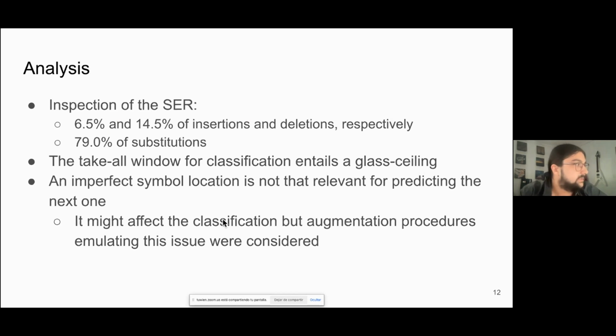We also see that the take-all window for the classification entails a glass ceiling. It didn't allow better results, and we also deduced that an imperfect symbol location is not that relevant for predicting the next one. So an error in the next symbol prediction module doesn't need to be an error for the next one. It can fix its own errors on the way and finish correctly. In fact, it can affect the classification, but as I said before, we used some augmentation procedures for simulating these issues.